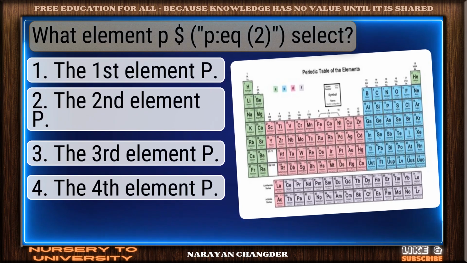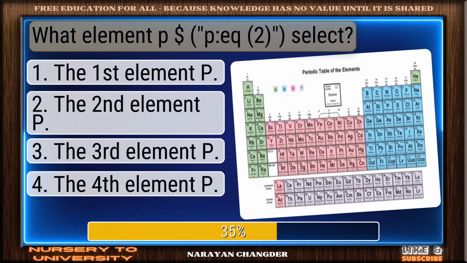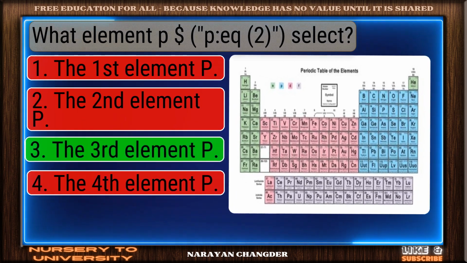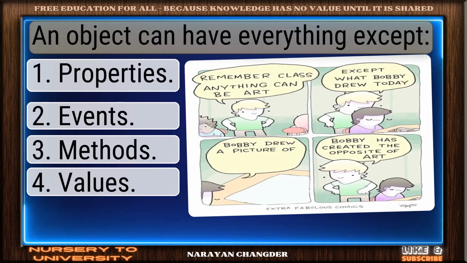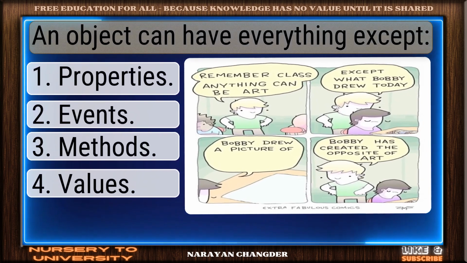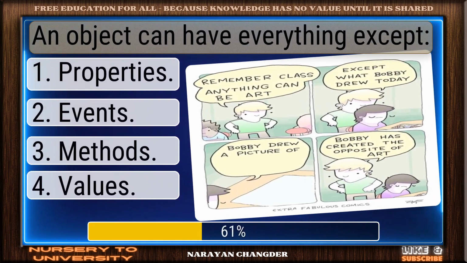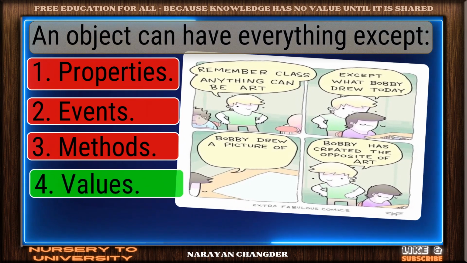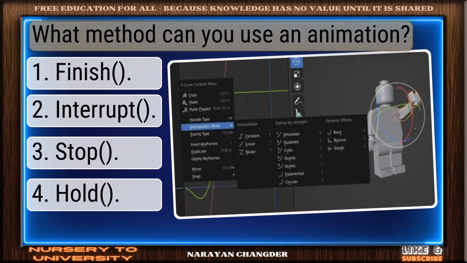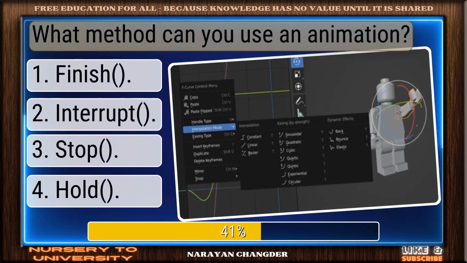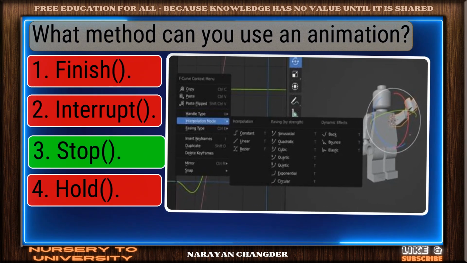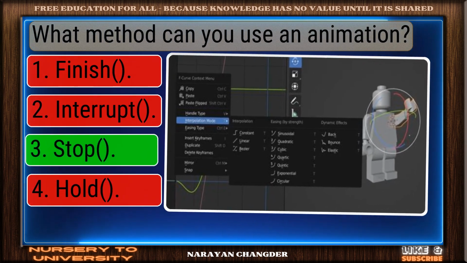What element does p$ select? Well picked. The third element p is the correct answer. An object can have everything except. You chose values, and it is correct. What method can you use in animation? You're right. Stop is the correct answer.